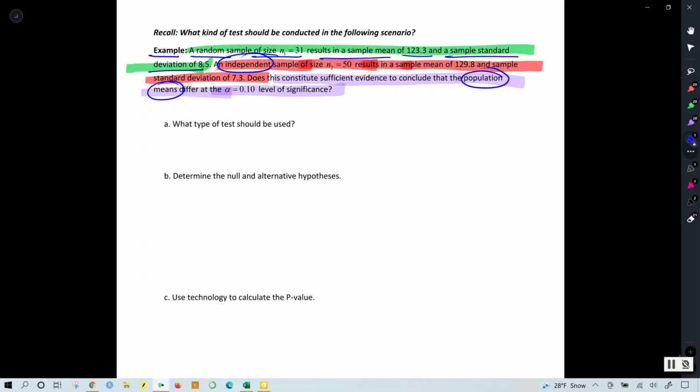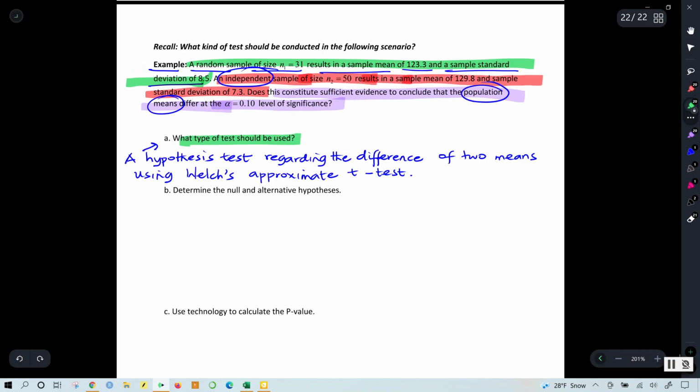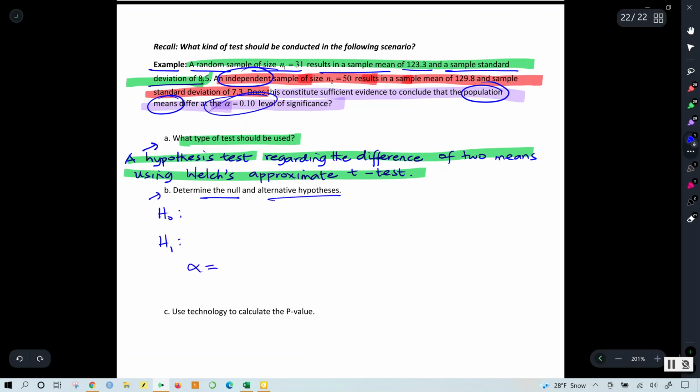So in this case, the appropriate type of test to be used is the Welch's approximate t-test. Let's write that down. The type of test that should be used is a hypothesis test regarding the difference of two independent means using the Welch's approximate t-test. Then a quick follow-up would be to determine the null and the alternative hypothesis at alpha equals 0.10 level of significance.